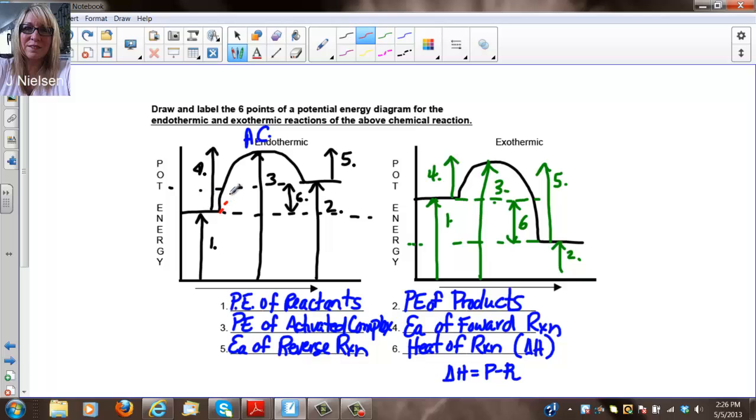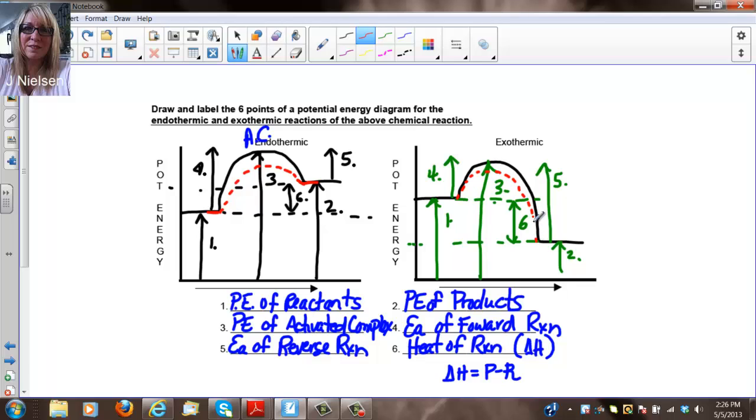it speeds up the rate of a reaction by creating an alternate pathway. Notice it starts where the reactant line starts and it ends where the product line is. It does not affect delta H. Do you see this? It does not affect delta H. Okay, it only affects a couple of things.